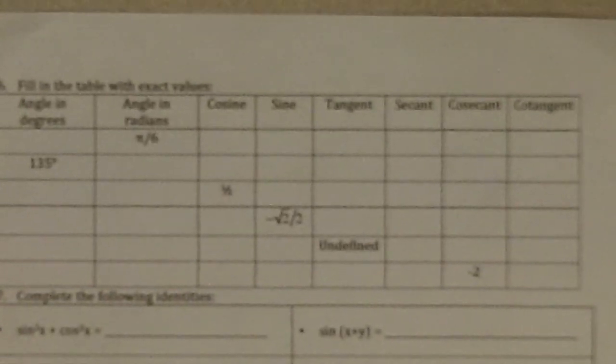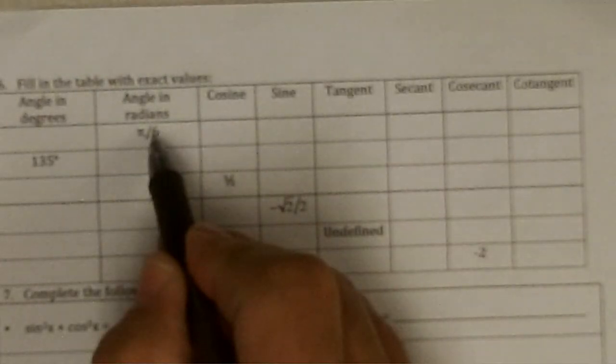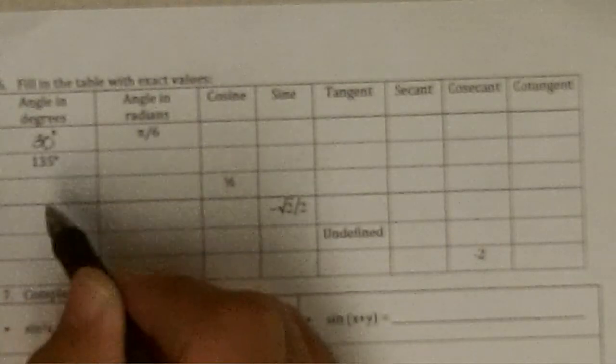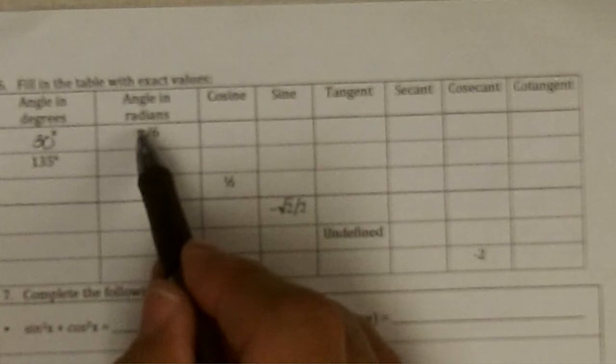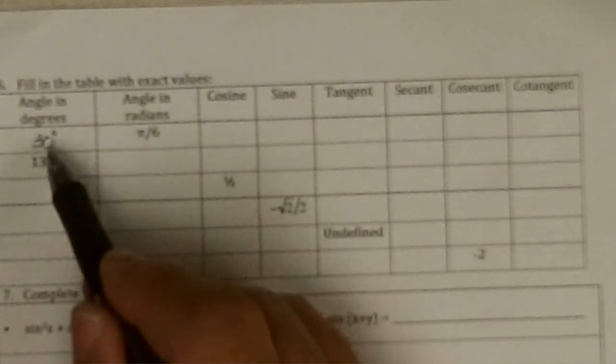So that's the hardest problem on the first page. Second page, now we're into the trig stuff. How well do you remember it? Pi over 6. Pi is a half a circle. A sixth of 180 degrees is 30 degrees. Pi radians is 180 degrees. 180 divided by 6 is 30.